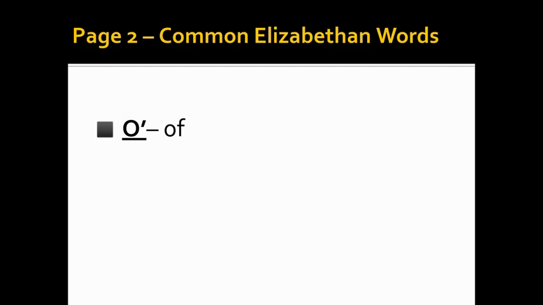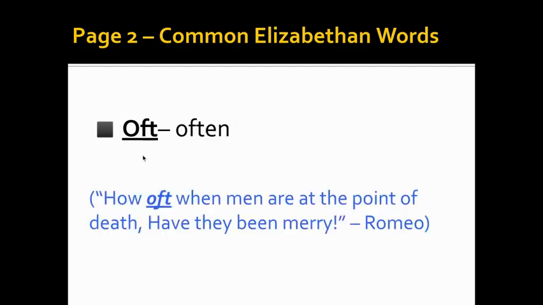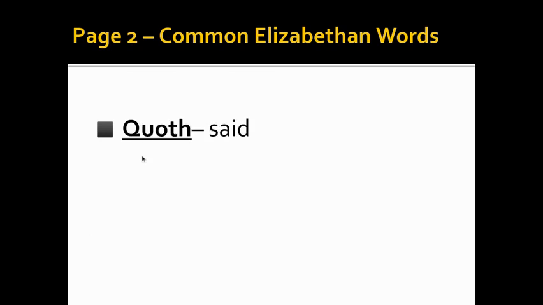O can be of. And again, just a contraction. We have lots of words like that we do that with. We cut off, and they did it as much or more than we do. O'er, I think we all know over. Oh, the river and through the woods just takes out the letter V. Oft, it's also the German word for often. Quoth, it's kind of like quoted, and it just means said.